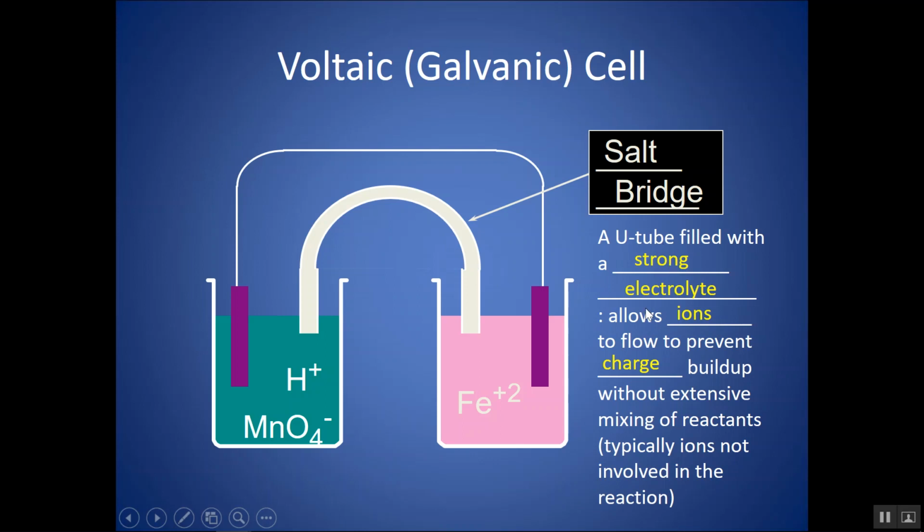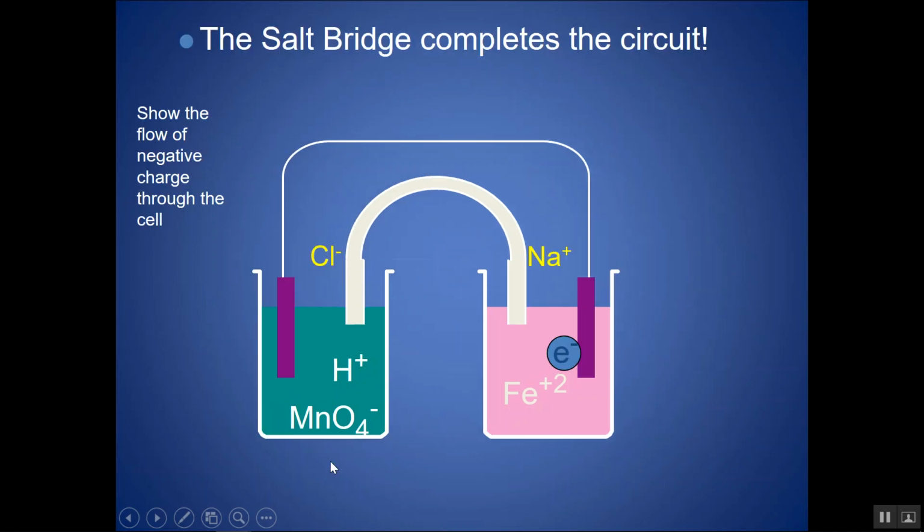Again, make sure it's going to be a strong electrolyte, so you might want to know your solubility rules here for the AP exam. We want to know that it's group 1, like Na, K, ammonium, or nitrate are great things to have as our salt because we know that they're soluble. Okay, so example NaCl. So what does this salt bridge do? It actually completes the circuit.